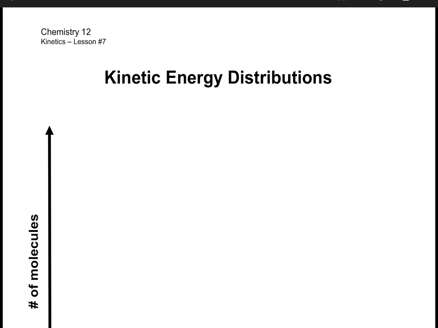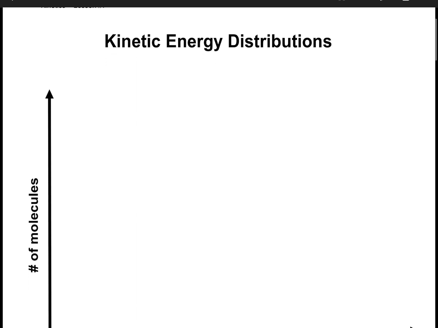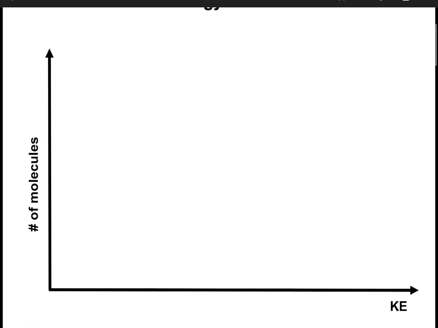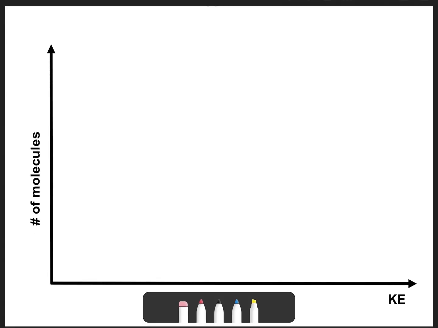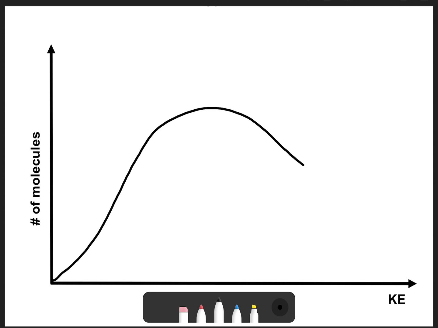Kinetics, lesson number 7, kinetic energy distributions. Let's first start by drawing a kinetic energy distribution using the axes where the y-axis is representative of the number of molecules and the x-axis is kinetic energy. A kinetic energy distribution will start at the origin and look something like this.